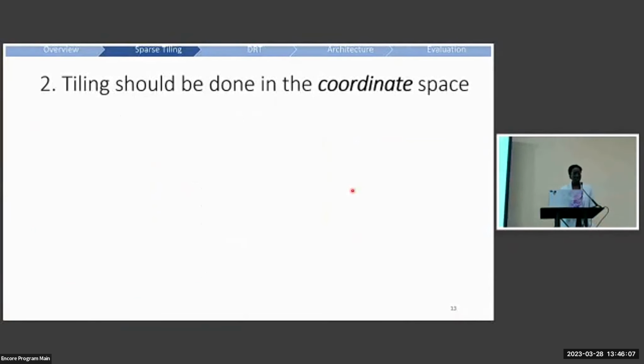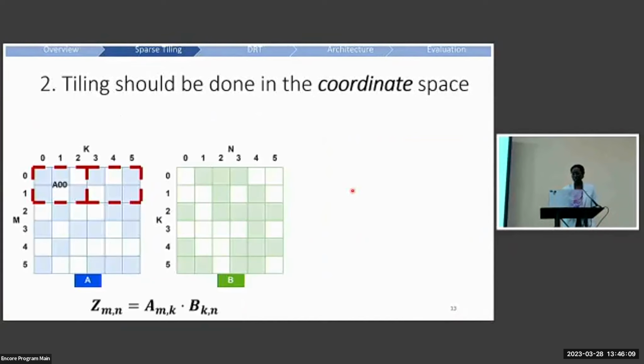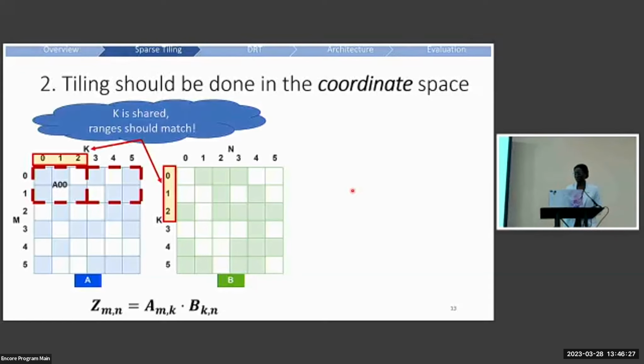But we can't choose tile shapes in isolation. We need to consider the other operands in the tensor kernel. So this is both A and B in our matrix multiply. Specifically for the shared dimension of K, the coordinate range of tiles from A and B along the K dimension needs to match. So the A00 tile from A will produce these tiles in B.